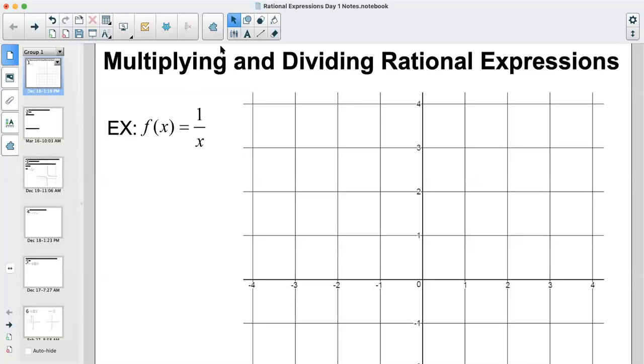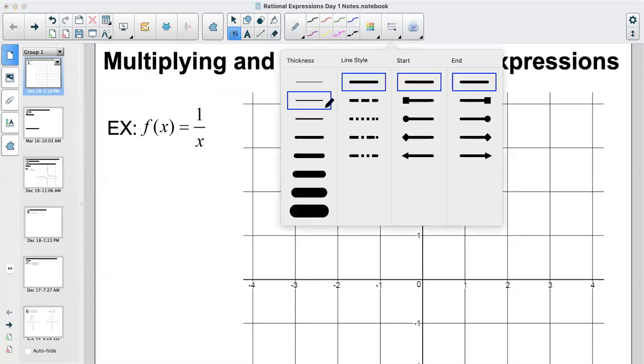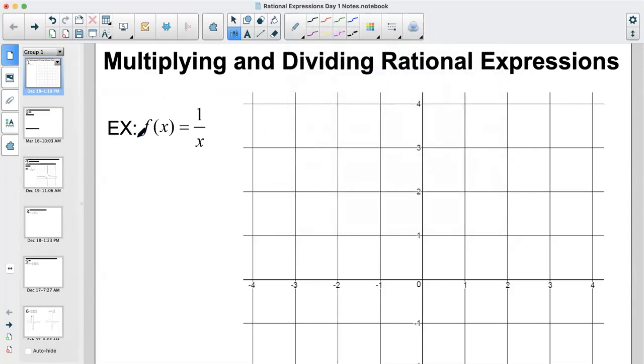Welcome to the first day of rational expressions. This will be about the last unit we do. It may not be the very last one, but it'll be close. We are going to talk just very briefly about the graph, but not very long because we're going to talk about that later. I just want you guys to get at least a picture.